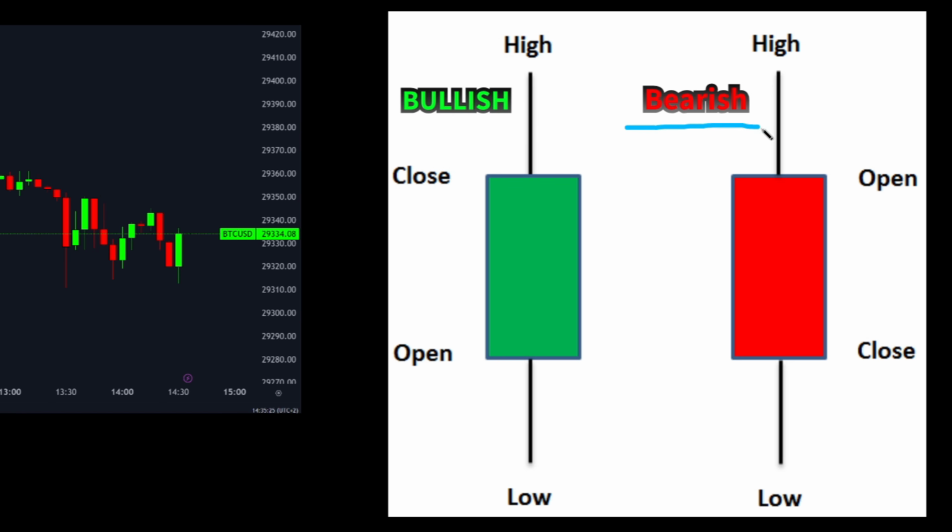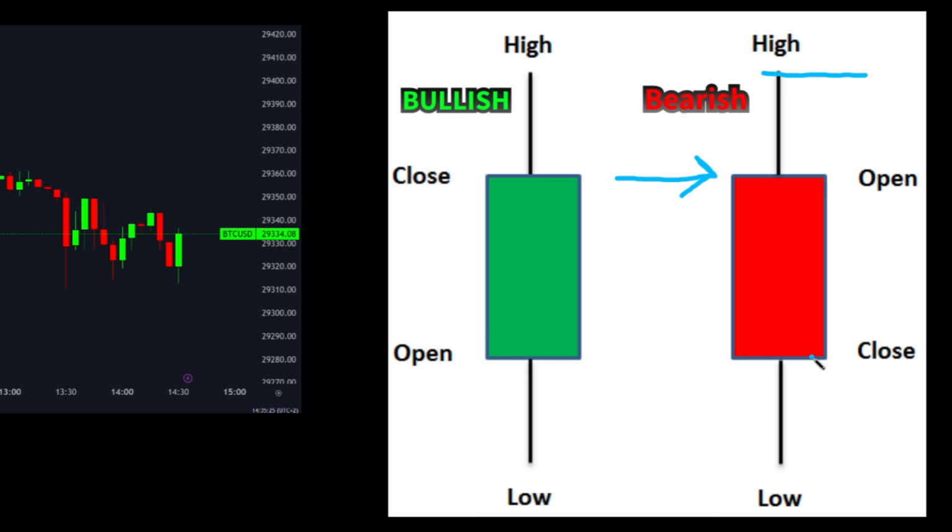The bearish candle is the same but opposite. So in this case, the price starts right here at the open price. During the day, the price went all the way up here to a highest point. The price went down to a lowest point. The absolute lowest point of the day was all the way down here.